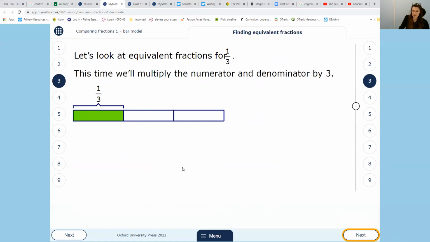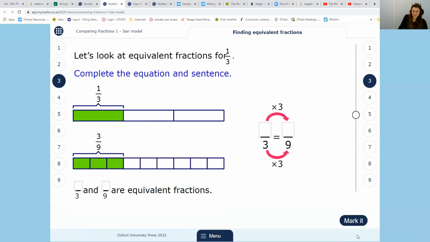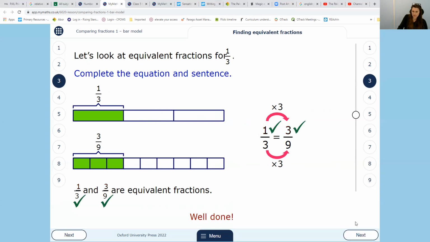Okay, have a go at this one. Pause the screen. I want to know an equivalent fraction to 1/3. Try timesing by the multiple of 3. What would your equivalent fraction be? Hopefully you got 3/9. Okay, so let's complete this equation. 1/3 is equal to 3/9. They are equivalent. So I filled that in for you.